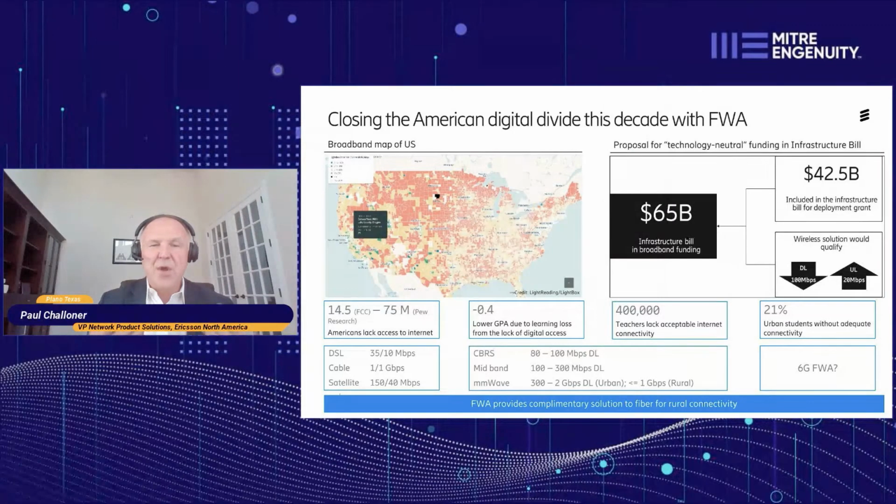But if we move beyond drones, there are many other use cases that 5G contributes to, and one that I particularly care about is the digital divide. And so the FCC says it's about 14.5 million people. Some of the surveys say 75 million people in the US don't have appropriate internet connectivity services. And so this is really unacceptable.